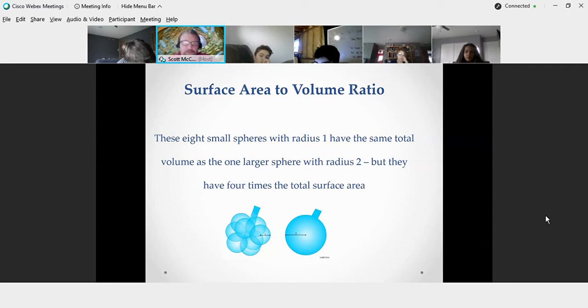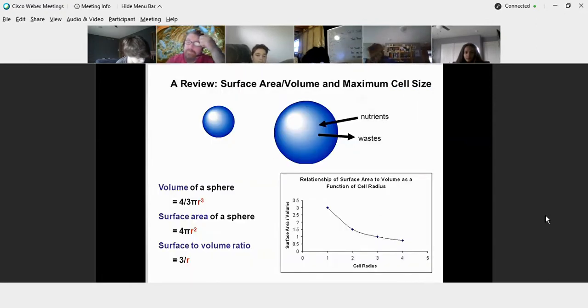So this is a really important slide because it helps you understand that surface area to volume ratio problem that we're dealing with. Okay, let's look at it in a little bit more mathematical terms. So here's a big cell. Let's just do the big cell.